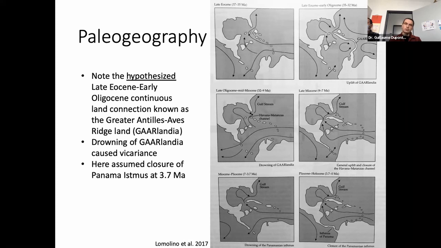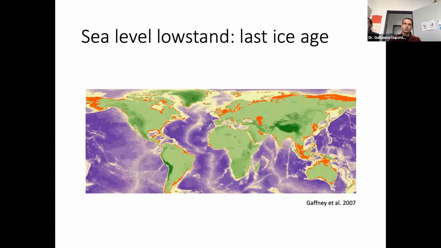So we need robust reconstructions in order to understand this faunal exchange. We can look at sea level, and you see on this map, the red areas denote exposed land during the last sea level low stand. This is 20,000 years ago, the last glacial maximum. And you see there's nothing which builds a land bridge here.